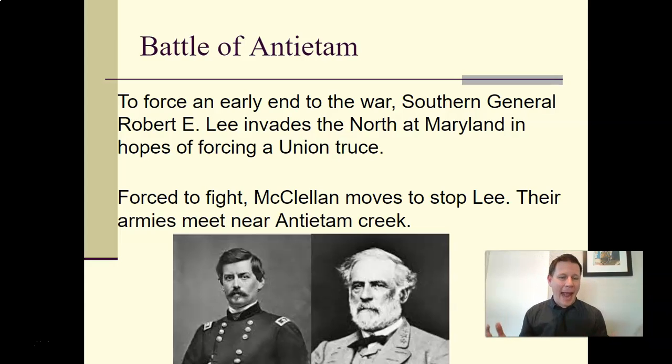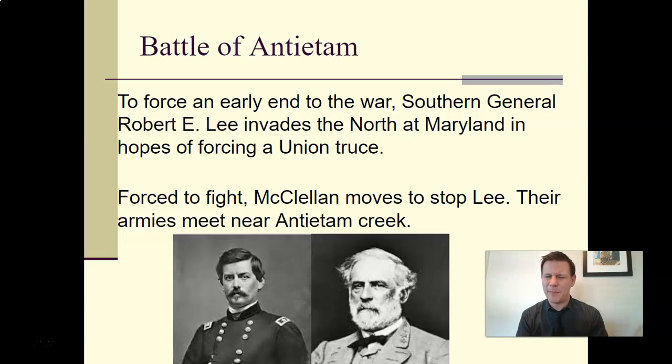McClellan had to come out and stop this now. You really can't make an excuse or run away from this huge Southern invasion. McClellan, luckily enough, even finds Lee's battle plans the day before the battle. Someone found them left behind, wrapped in some cigars, if I remember correctly. So McClellan even knew exactly what Lee's plans were for battle the next day. But the Battle of Antietam is kind of a draw. McClellan was forced to fight.